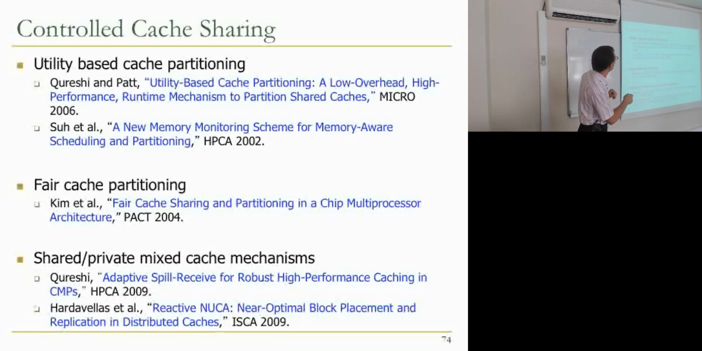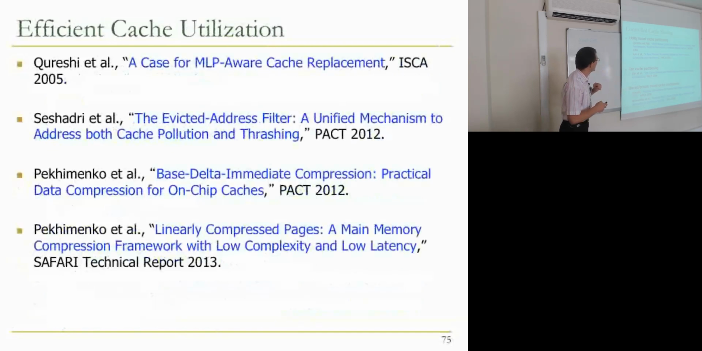You can control the sharing of the caches, and I will talk about some mechanisms later on when we get to it. One is the idea of utility-based cache partitioning. The other is the idea of paired cache partitioning. And the third is the idea of having shared and private caches at the same time, how to get the best of both worlds. But first, I will cover more efficient cache utilization. These two need to be employed together, I think.